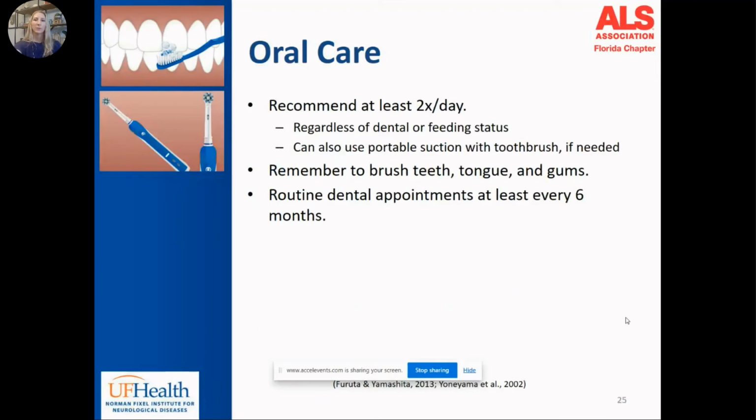Oral care. So oral care is really, really important. We need to get rid of that bacteria in the mouth. So if things do happen to go down the wrong way, less of that bacteria is attached to it. So regardless of dental or feeding status, oral care needs to be completed. Brushing the teeth, the tongue, the gums. We need that friction to get that bacteria off the surfaces. And if spitting out the toothpaste is really difficult, a portable suction device with the toothbrush can also be used to keep that oral care going. And routine dental appointments are also important.